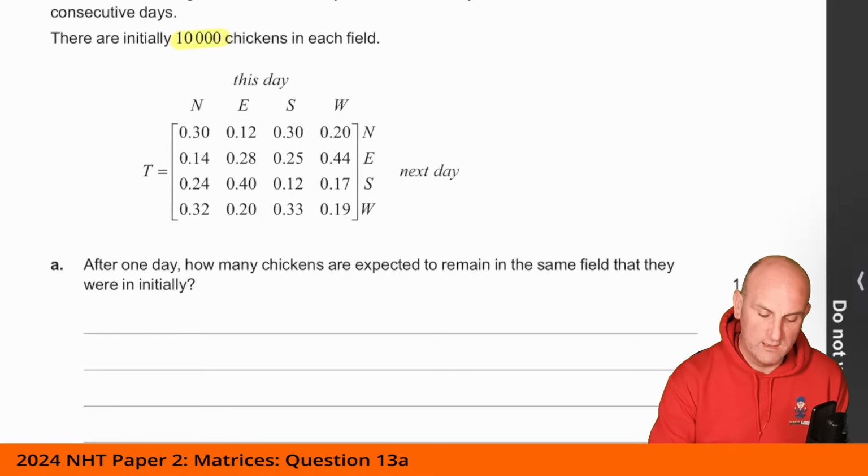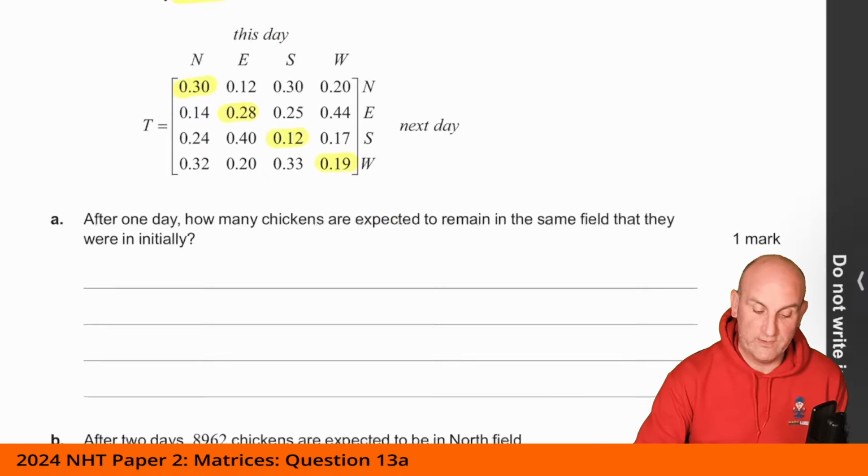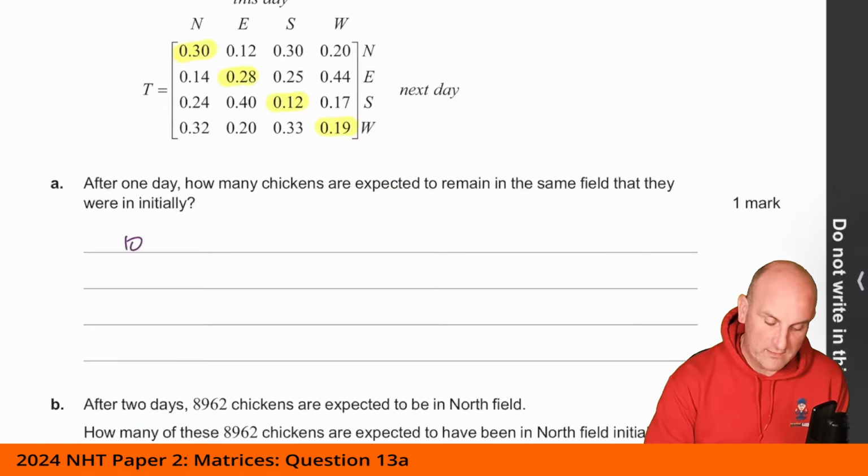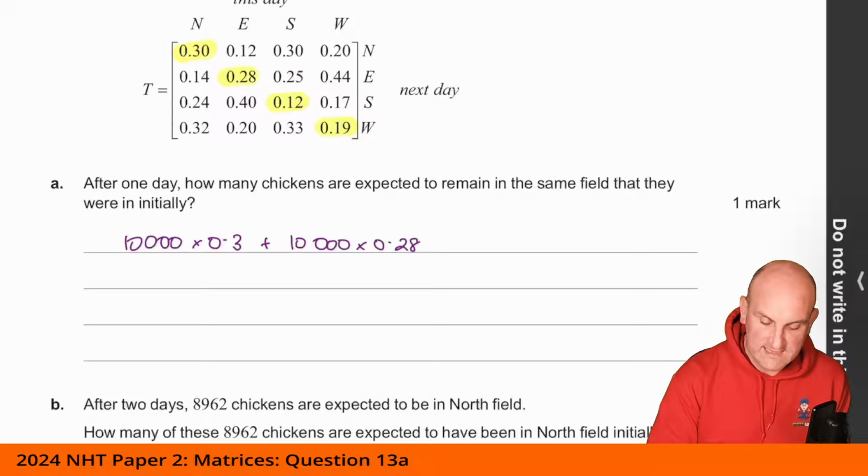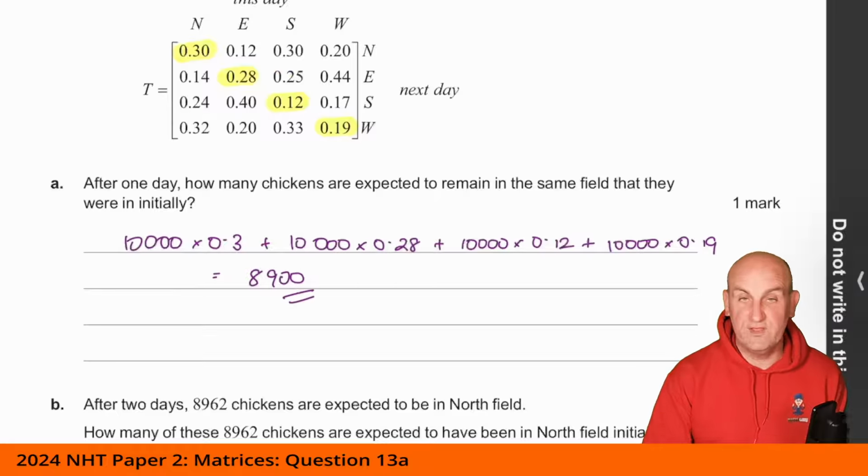Nice and easy question. North to north is 30%, east to east 28%, south to south 12%, and west to west 19%. And because each of those had 10,000 in, I'd be looking at 10,000 times 0.3 plus 10,000 times 0.28, that's east, plus 10,000 times 0.12 plus 10,000 times 0.19. Now, when I put all that into my calculator, I get 8,900, which I'm fairly sure is the right answer for 1 mark.